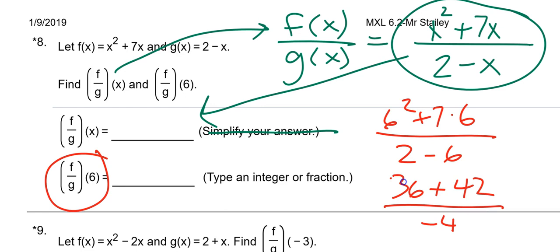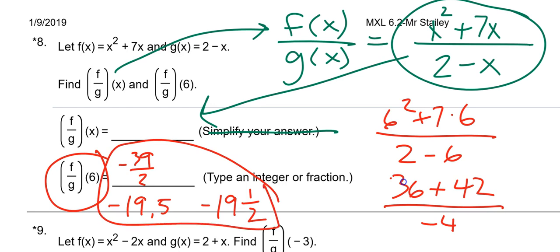One good answer would be negative 39 over 2. Some of you might have written negative 19.5 or negative 19 and 1/2. I don't really care whether you write a fraction or a decimal. It's completely up to you. So I'm flexible on that for grading purposes, especially if you're going to show me all this cool work over here.